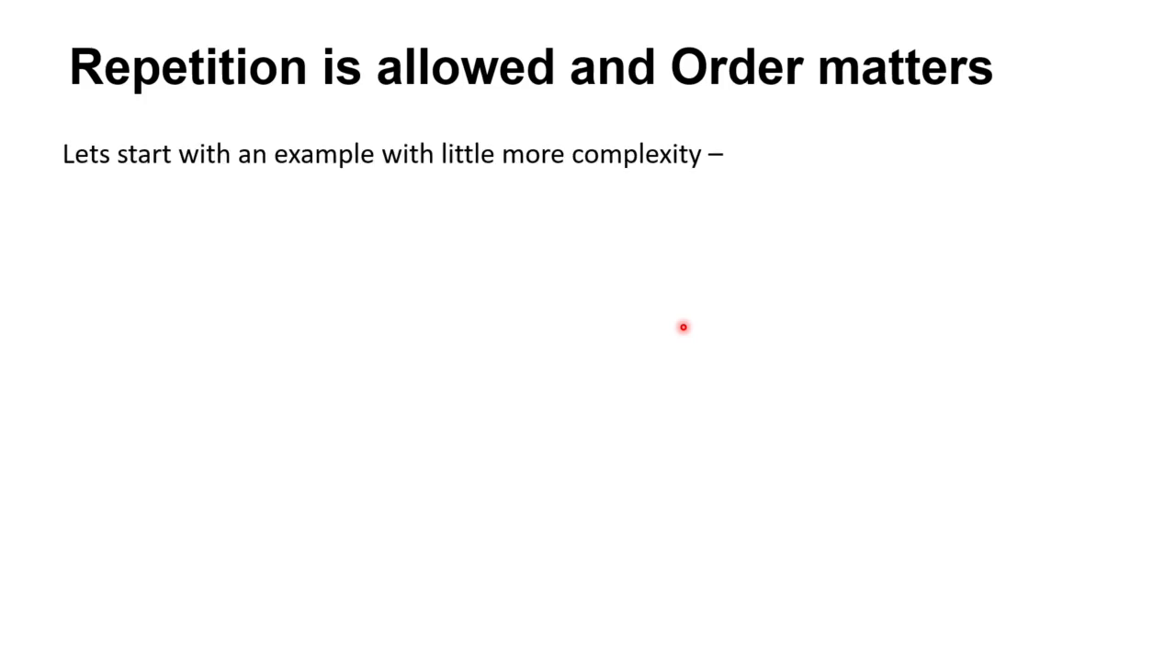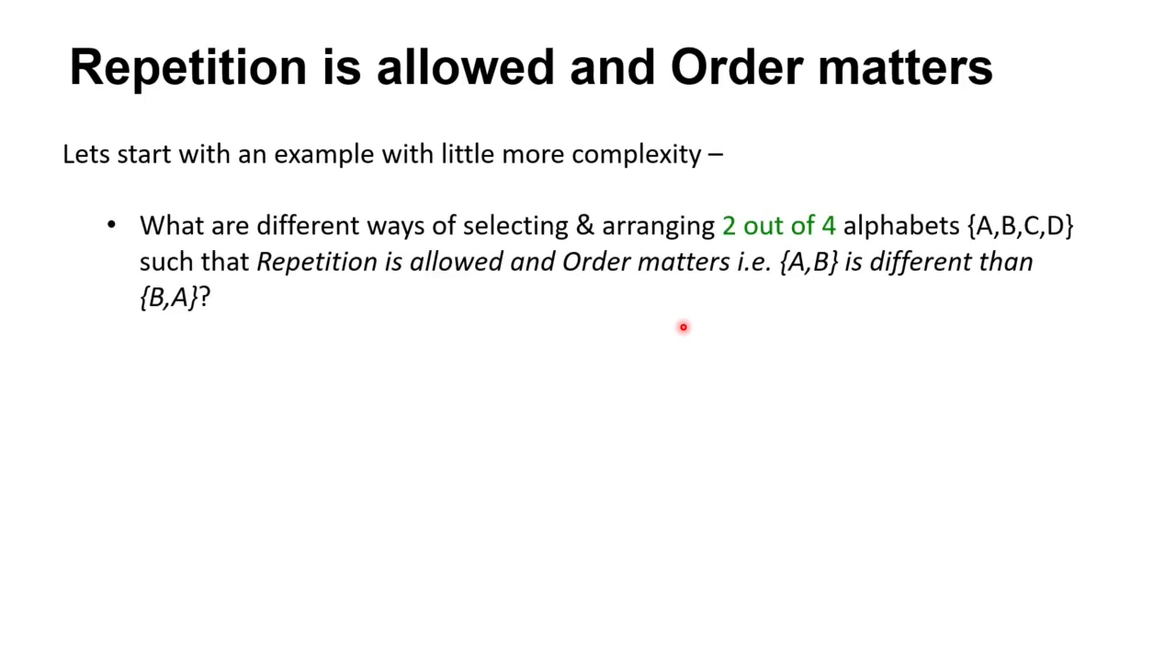Let's start with an example with a little more complexity, which we saw earlier. This time, the question is, what are different ways of selecting and arranging 2 out of 4 alphabets? Last time we had 3 alphabets. Now we have increased it to 4 to make it more complex and probably get a better understanding of it. So we have to find different ways of selecting and arranging 2 out of 4, given that repetition is allowed, which means we can use AA, BB, and order matters. AB is different than BA, so both of them can be included, right?